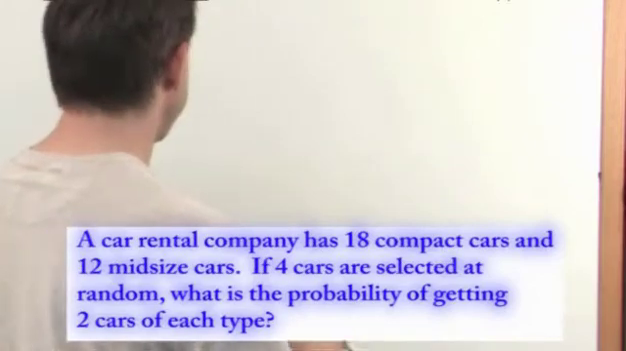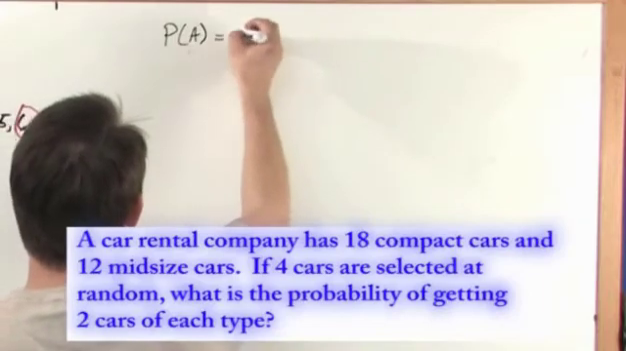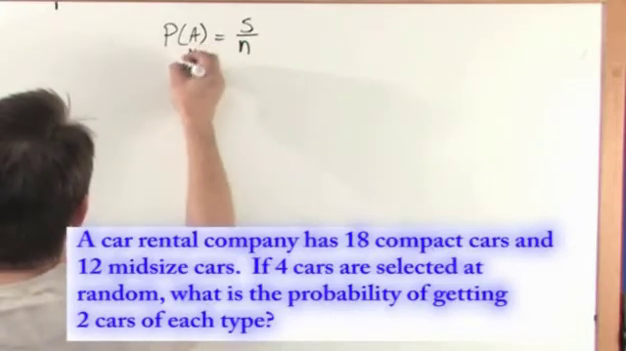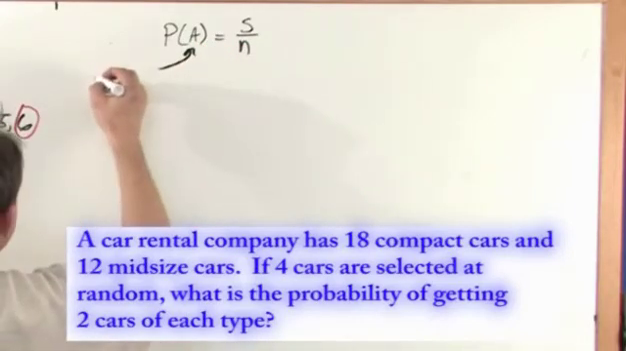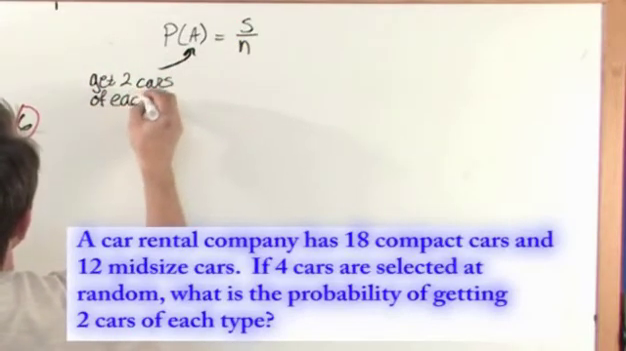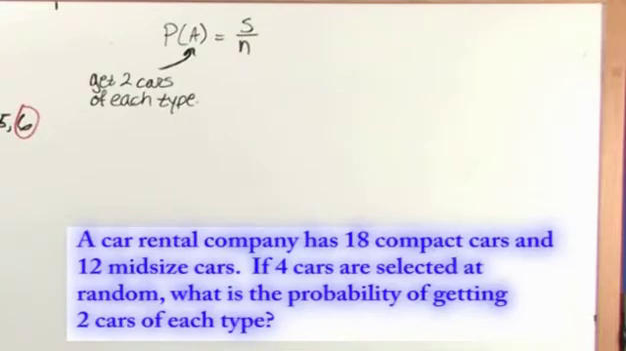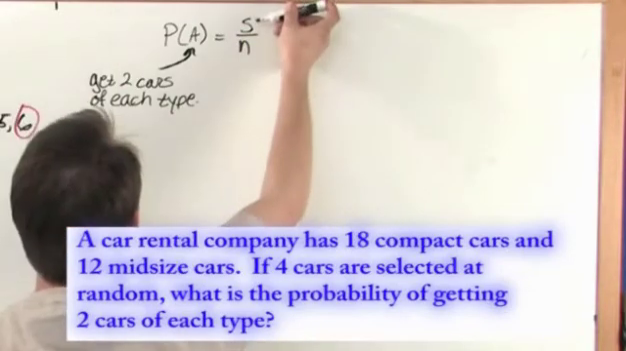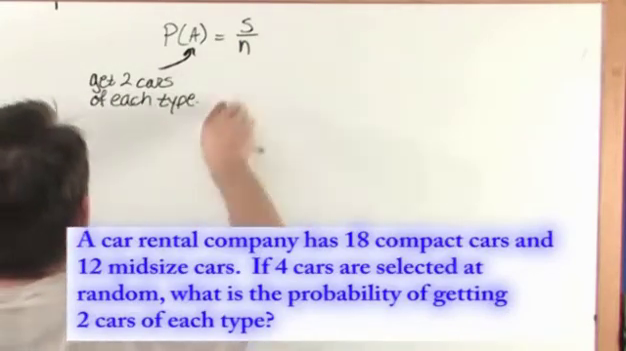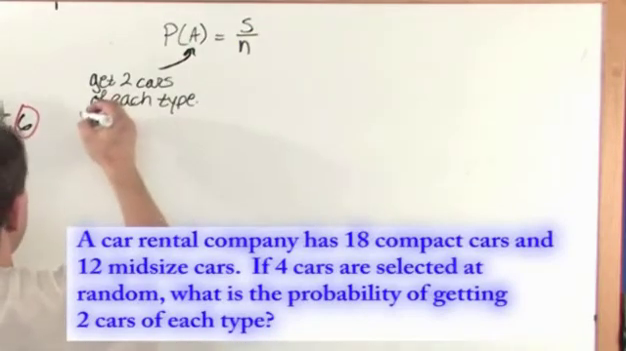But we're going to go back to our roots, and we're going to write down that the probability of event A is always equal to the number of ways it can successfully occur divided by the total number of ways the experiment can happen. A is defined to be the event where I get 2 cars of each type, where each type is compact and mid-size. 2 cars of each. That is the definition of my event A. So what I need to do is calculate the total number of ways I can get 2 cars of each type, divided by the total number of outcomes of this experiment, okay? So let's walk our way through it.